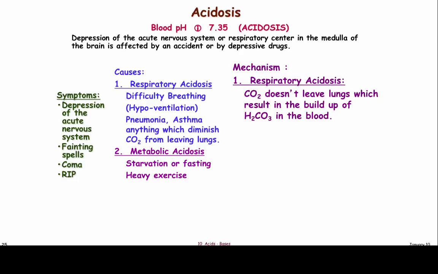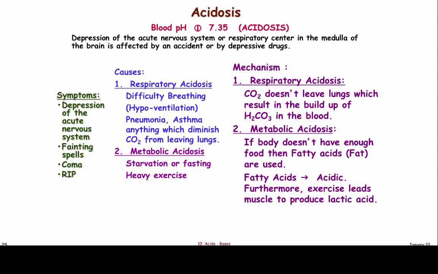Metabolic acidosis can occur because you starve yourself, in which case you have a buildup of lactic acid. If you starve yourself, then you start breaking down fatty acids, and heavy exercise results in lactic acid.